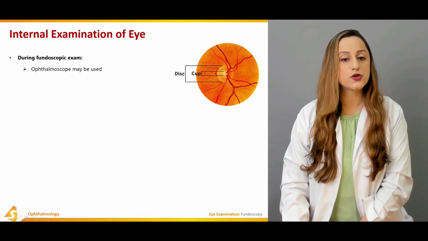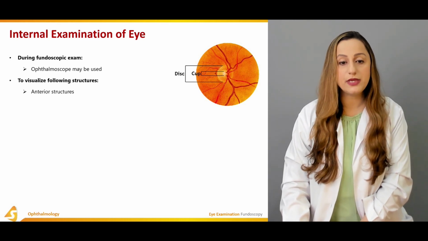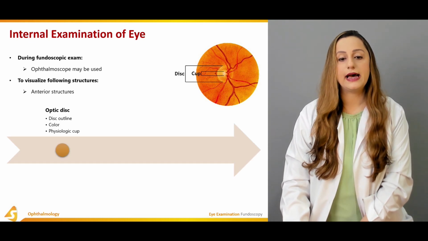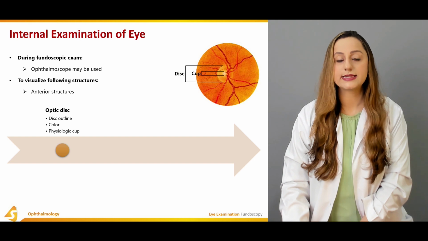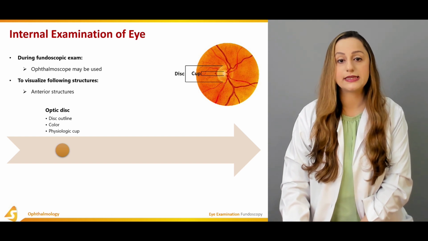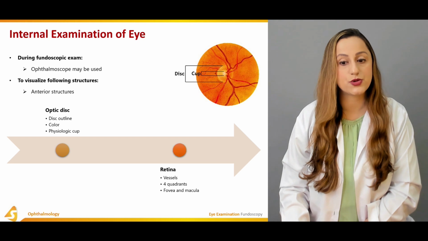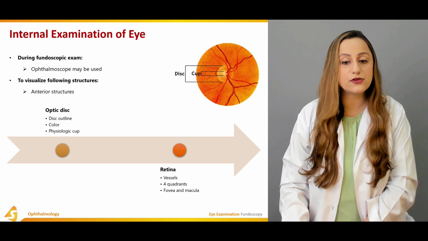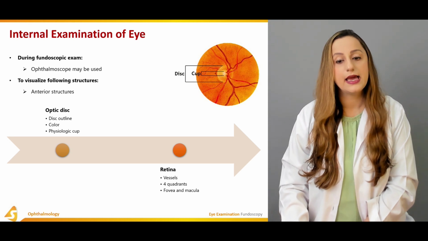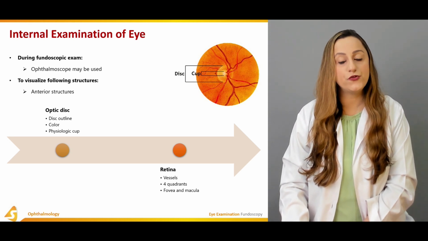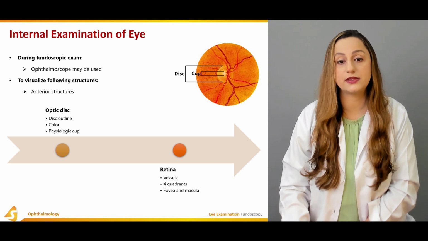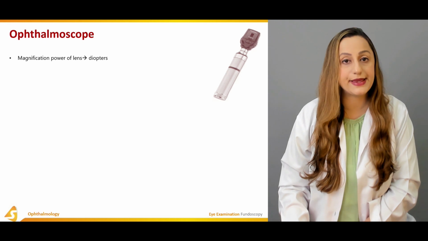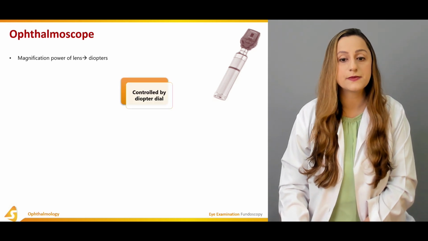During the fundoscopic examination, the ophthalmoscope may be used to visualize the following structures, anterior structures. In the optic disc, you're going to look at the disc outline, the color of the optic disc, and the physiological cup, if it is present or absent. Then you're going to move on to the retina. What are the vessels present in the retina? The four quadrants are discussed. Then we're going to move on to the fovea and the macula that is present in the retina of the person.